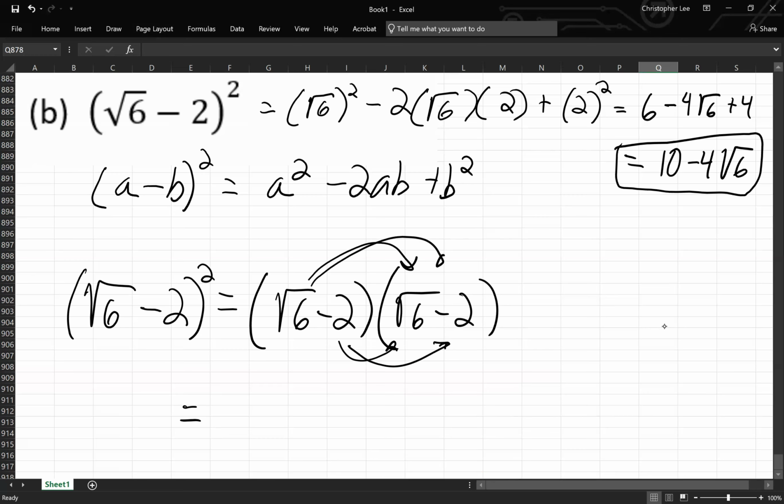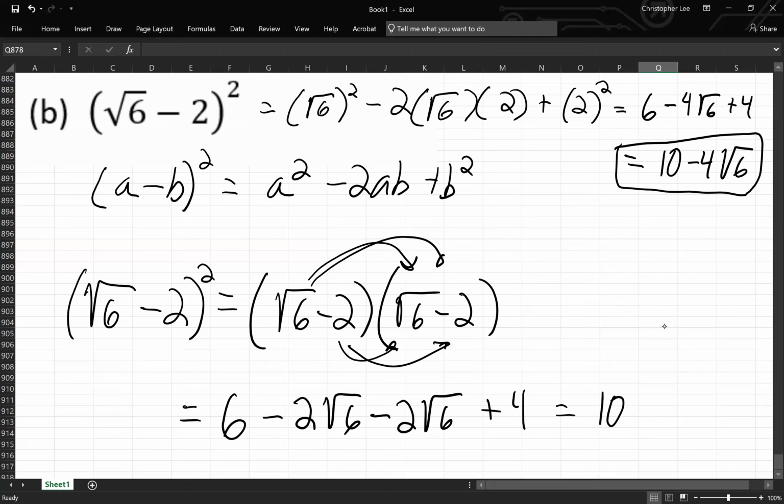Square root 6 times square root 6 is just 6. Square root 6 times negative 2 is negative 2 square root 6. Negative 2 times square root 6 is negative 2 square root 6. And then negative 2 times negative 2 is just positive 4. Combine like terms, what do you get? 6 plus 4 is 10. Negative 2 square root 6 minus 2 square root 6, negative 4 square root 6. Your choice, whichever one you want to use. Questions on this?